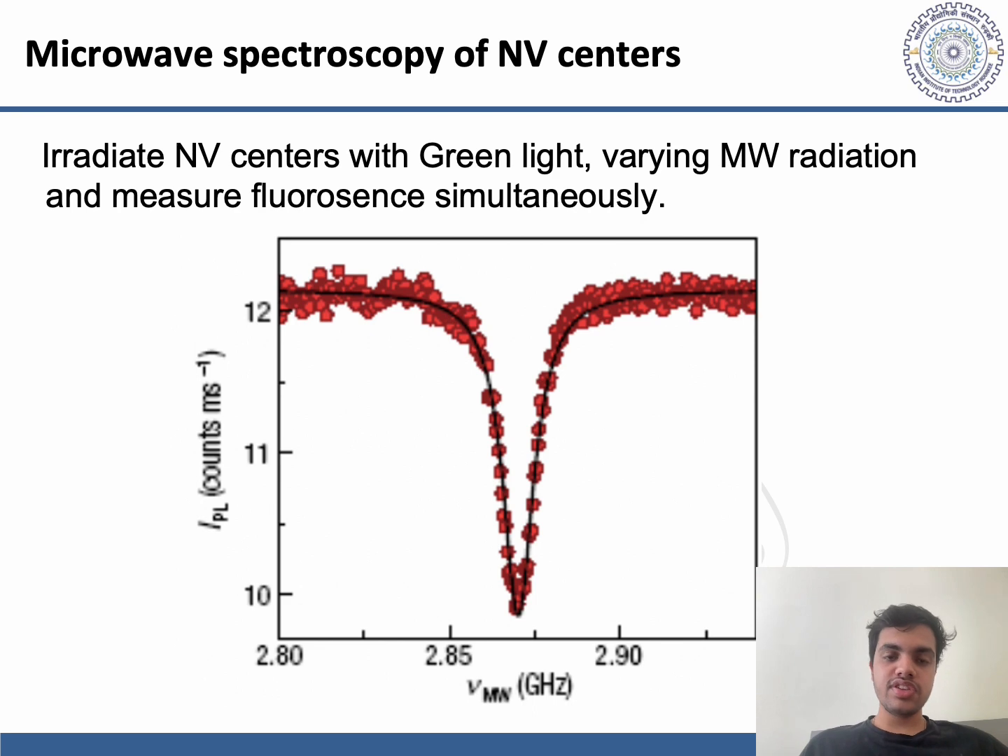When you increase this frequency further, you would detune out of the ms equals 0 and ms equals plus minus 1 transition, and again you would see an increase in the intensity, which corresponds to the fact that it is in ms equals 0 state. So yeah, this is the microwave spectroscopy of NV centers, and with this you can get to know the difference in the microwave regime between the ms equals 0 and ms equals plus minus 1 state.